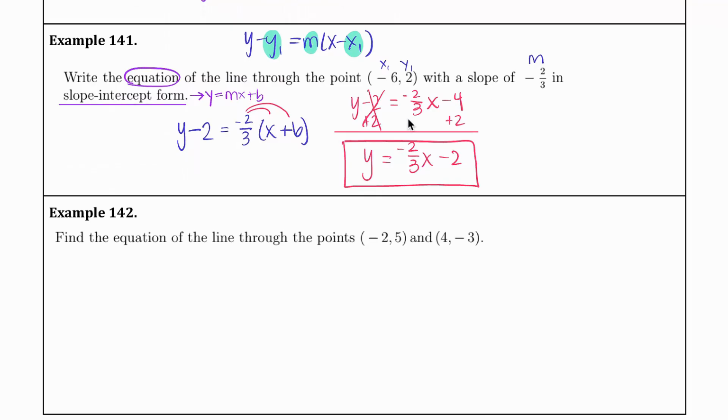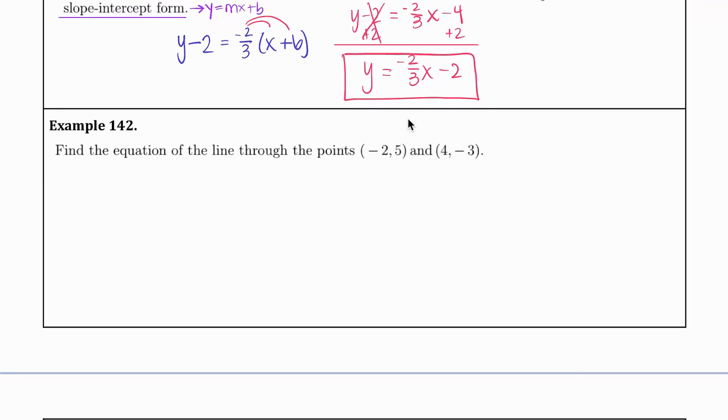Okay, example 142. Notice what's different here. They tell us to find the equation of the line. Again, they don't specify if it needs to be in slope-intercept form or not, so we don't have to convert it if we don't want to. But they didn't give us our slope here. All they gave us is 2 points.